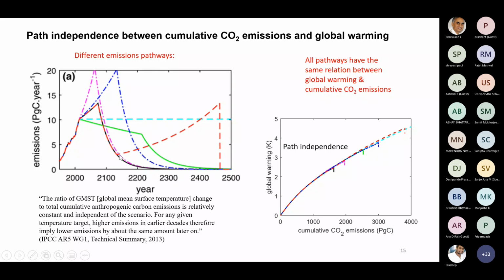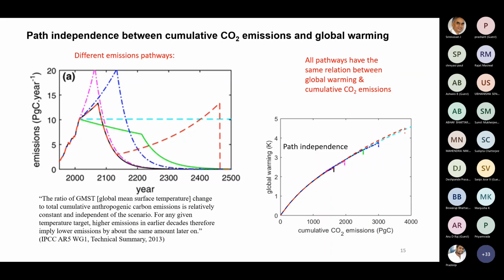And so how much have we emitted from pre-industrial times until the present? We see that the curves on the right line up, that is, global warming is independent of the scenario and depends only on cumulative emissions. This has implications as described by the IPCC, which is that the ratio of global mean surface temperature change to total cumulative emissions is relatively constant and independent of the scenario. And for any given temperature target, higher emissions in earlier decades therefore imply lower emissions by the same amount later on. Why is that?